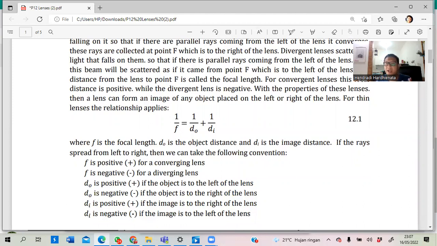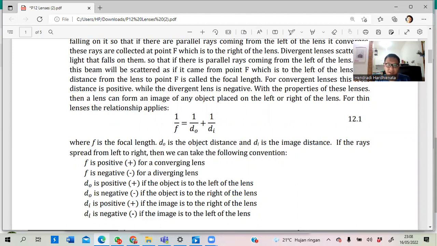So we have to obey the shared convention that we agree upon. If we agree on this, we have to be consistent so that we get the right results. If we don't follow the convention, we get something that is not in agreement, and therefore our calculation will be wrong.